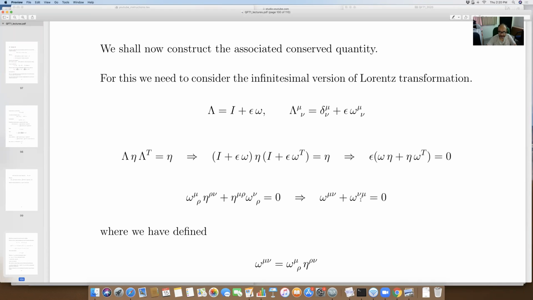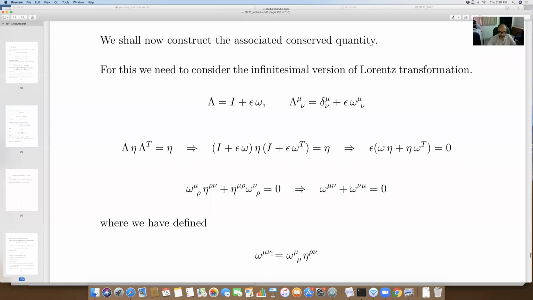And now you can rewrite this as omega upper mu nu plus omega nu mu equal to 0, where omega upper mu nu we have defined by the standard rule. As I said, raising and lowering is always done by eta. So omega upper mu nu by definition is omega mu rho times eta rho nu. So you see that this term becomes omega mu nu, because the second index has been raised. And this term becomes omega nu mu, because again the second index has been raised to mu. So that gives this equation.